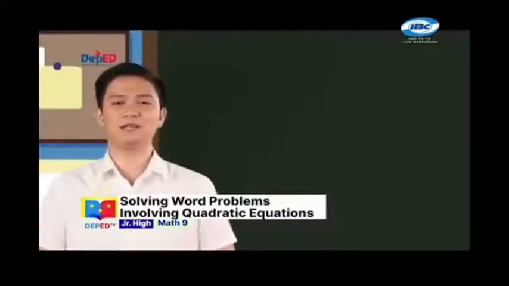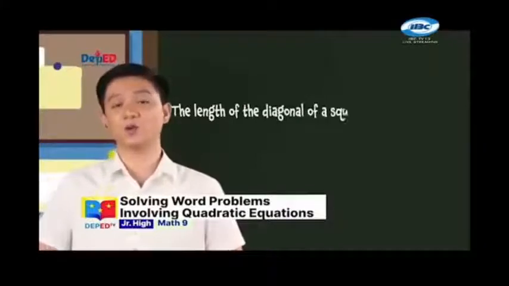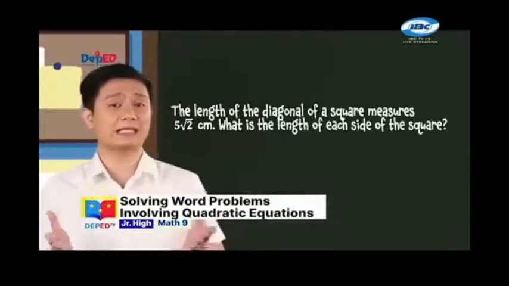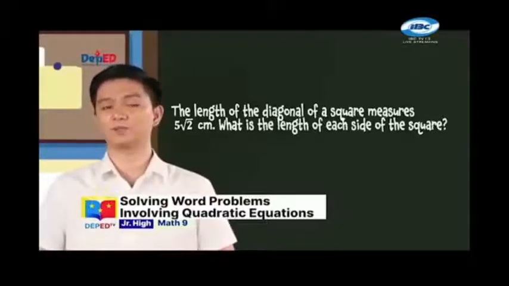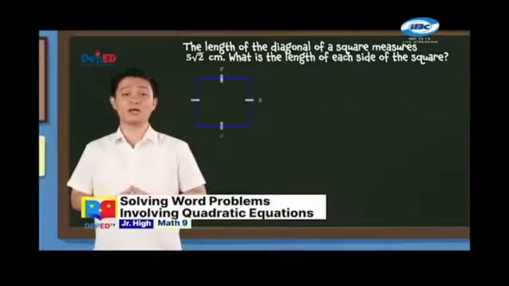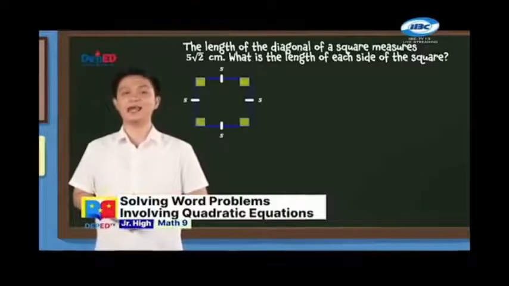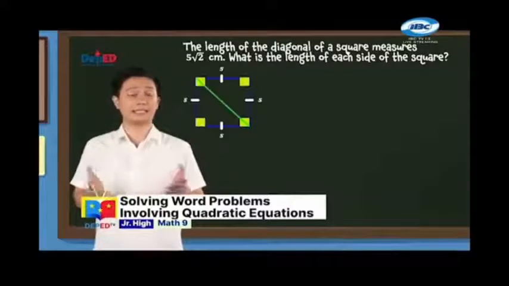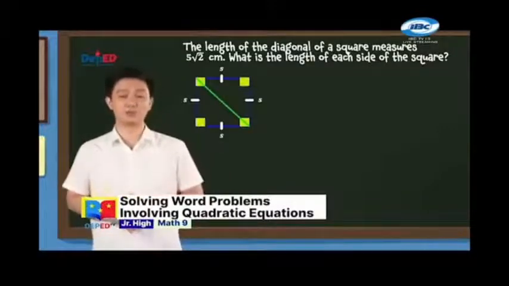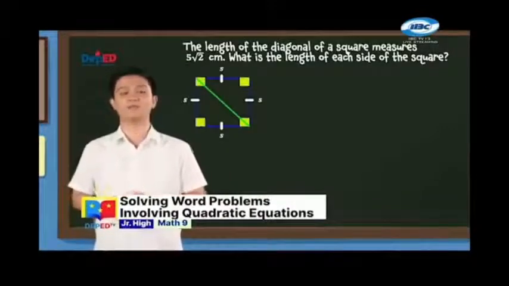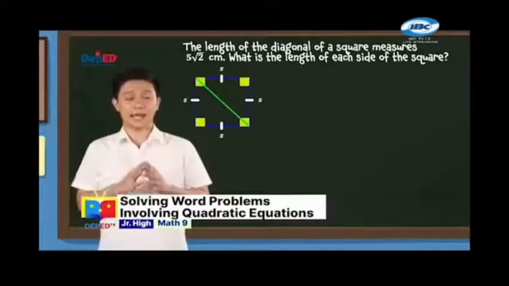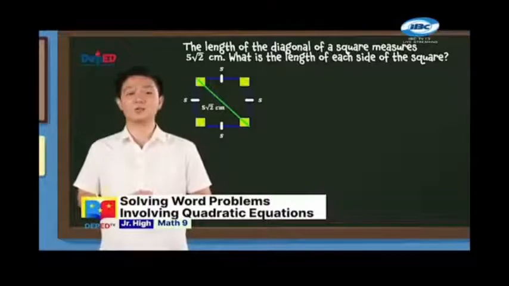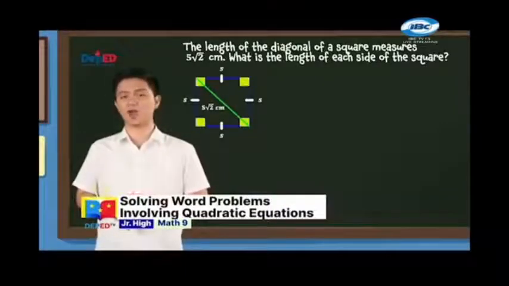Next example. The length of the diagonal of a square measures 5 square root of 2 centimeters. What is the length of each side of the square? Recall that the square is a quadrilateral whose 4 sides are equal and whose 4 angles are 90-degree or right angles. A diagonal is a segment that connects 2 non-consecutive vertices of a polygon. In the problem, the diagonal of the square measures 5 square root of 2 centimeters, and we are to find the length of each side of the square.